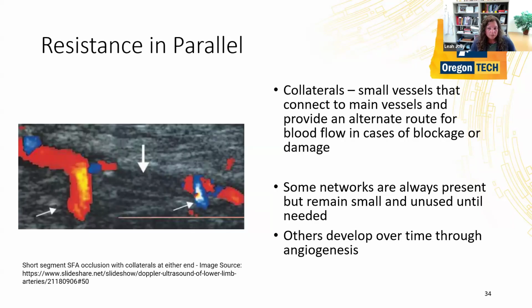But once our body starts using them, they can get larger and even compensate for symptoms in some cases. And it is possible for some collaterals to develop over time through angiogenesis as well. So new little blood vessels and pathways growing if they need to.